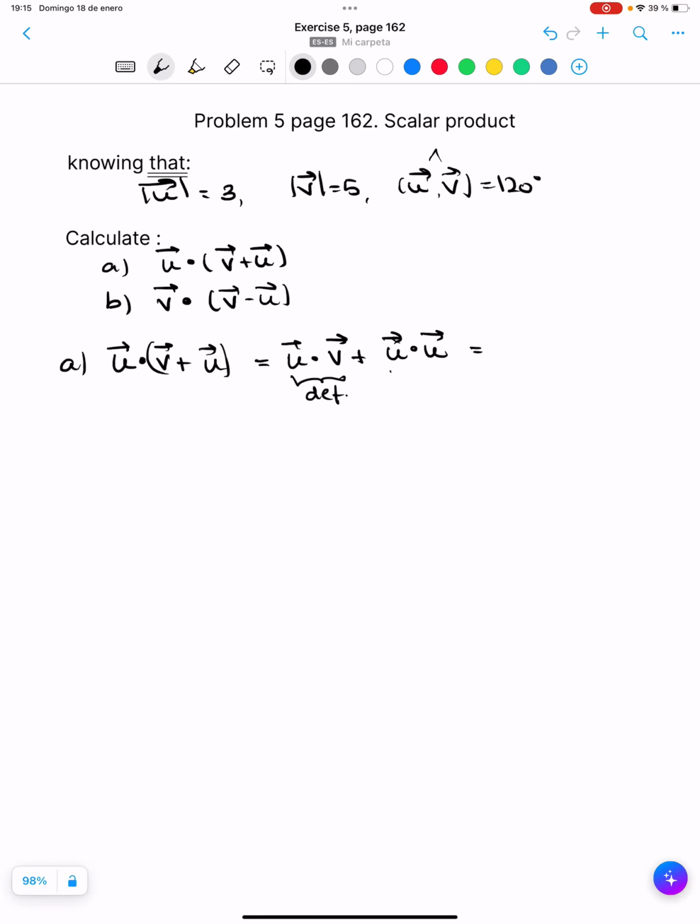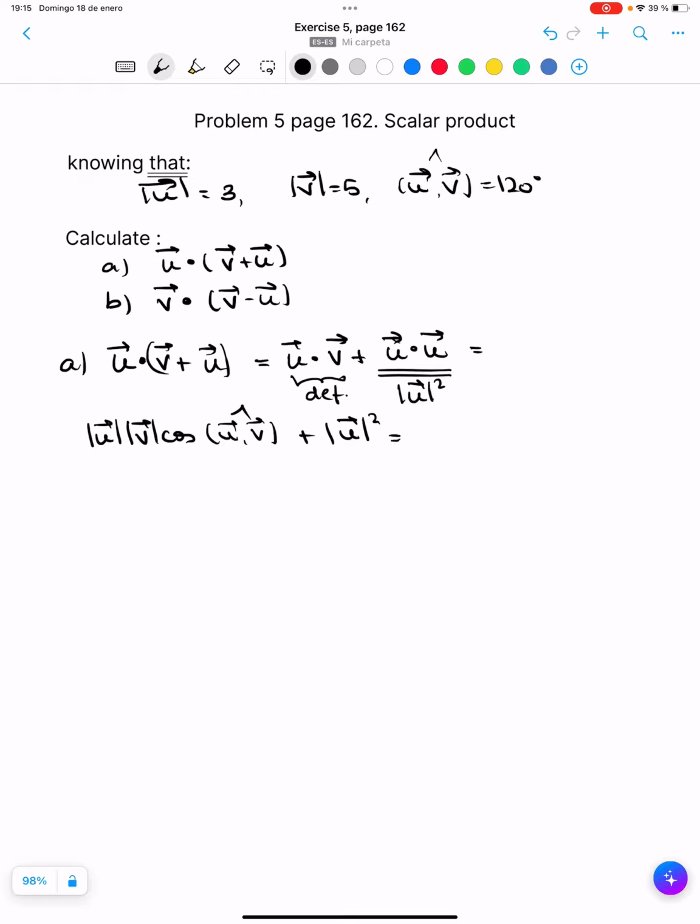Here, in this moment, to solve the first scalar product, we apply the definition of the scalar product. And to solve the second scalar product, we use the property that says that when you multiply in a scalar way a vector by itself, we obtain the square of its magnitude. So we have the magnitude of u times the magnitude of v times the cosine of the angle that u and v make, plus the square of the magnitude of u.